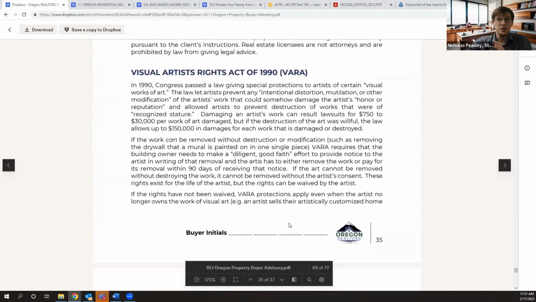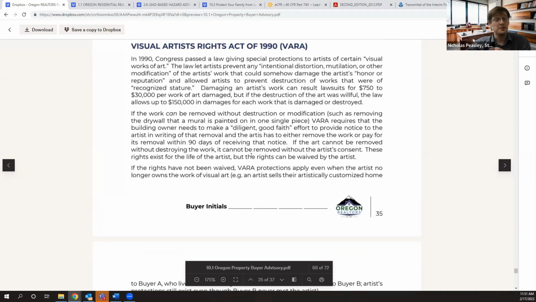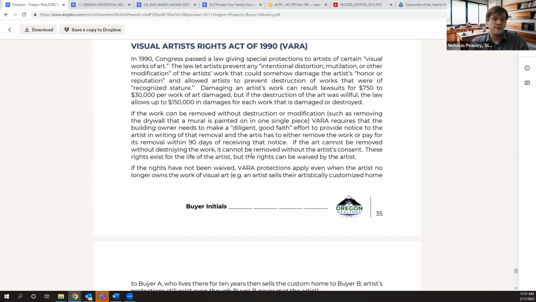This is VARA. It should be something that we've known about for a while. It's only really been put in the advisory right now. It's been in place since 1990. There are famous lawsuits where people have gotten significant damages for destroying a piece of art. The most famous one was in New York.